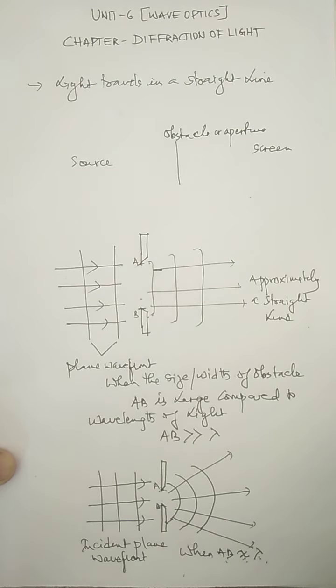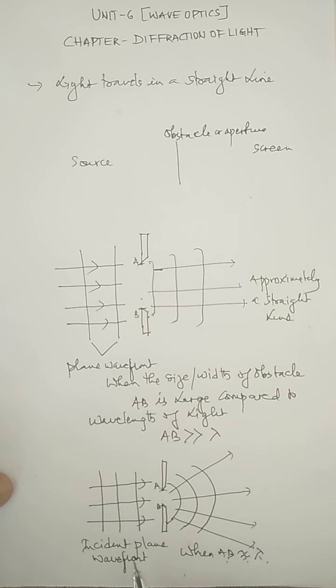But this geometrical shadow formed on the screen is actually due to the modification in the distribution of light energy, just like in interference of light. This phenomenon of bending of light around the corner of a small aperture or obstacle is defined as diffraction of light, or simply diffraction. So this diagram shows you what diffraction of light is.